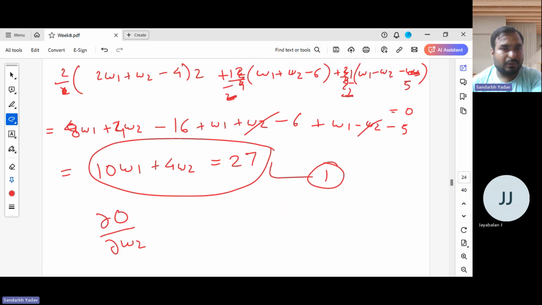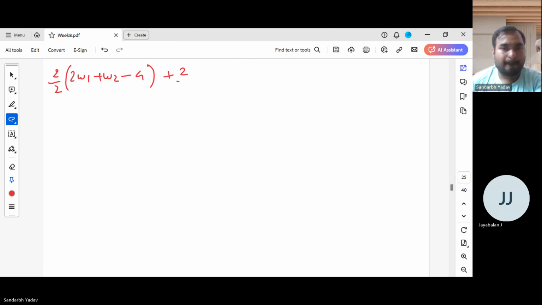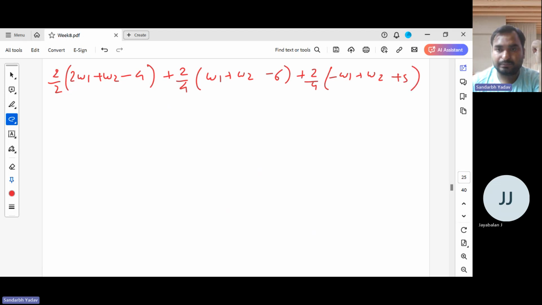Then 2 by 4 times (W1 plus W2 minus 6). Again 2 by 4, but this time it will be (minus W1 plus W2 plus 5). The minus 1 won't come because we are taking the derivative with respect to W2. Essentially this is 1 by 2 again, this is also 1 by 2. So again we have to equate it to 0, and we can multiply by the denominator with 0. So this is also 1.